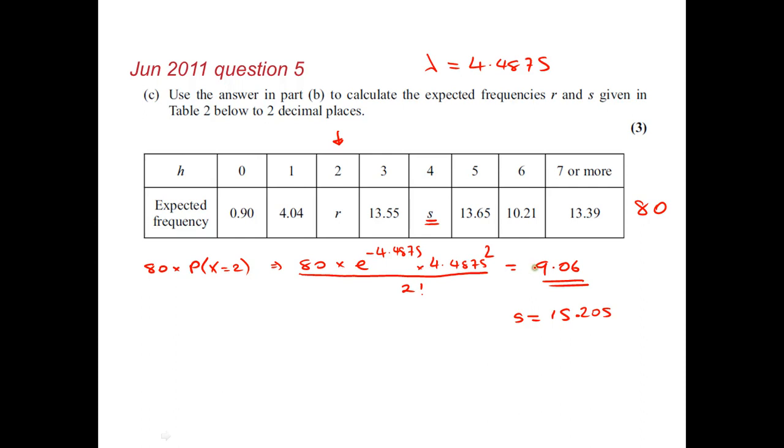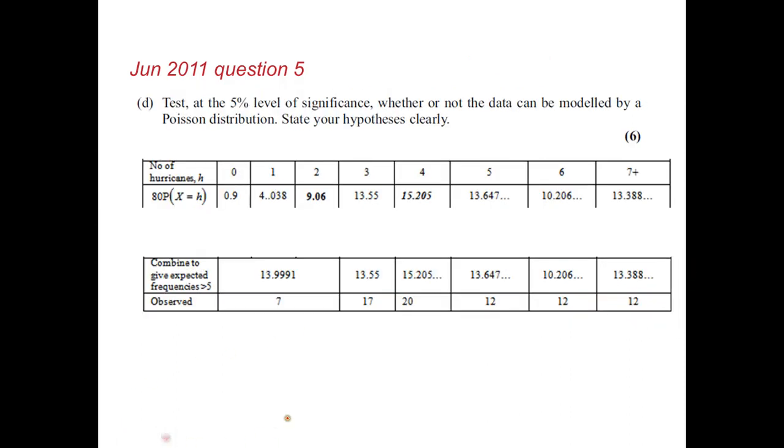So that's that done. So you get 3 marks basically for working out those. Okay, so you get a method 1 mark for using the formula correctly, and then 2 accuracy marks for each. Okay, so it carries on, and then it asks us to do a hypothesis test.